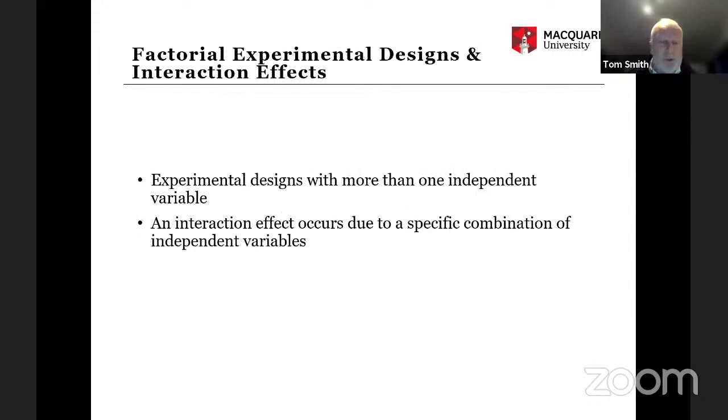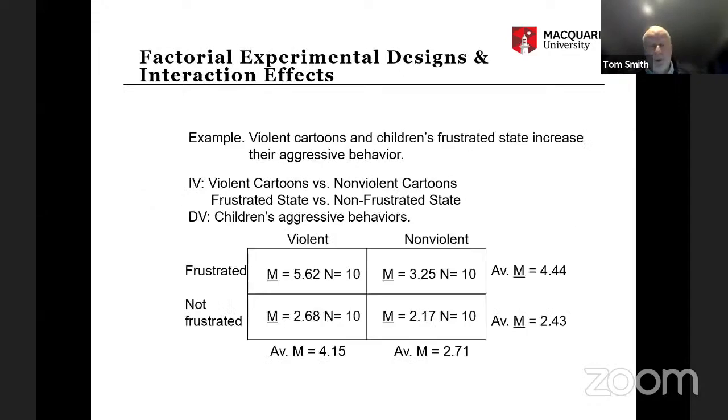You can also have more than one thing you're changing. You can have an experimental design with more than one independent variable. That way you can have an effect of one independent variable and the effect of the other independent variable, and then you also get an interaction effect. So here's an example.